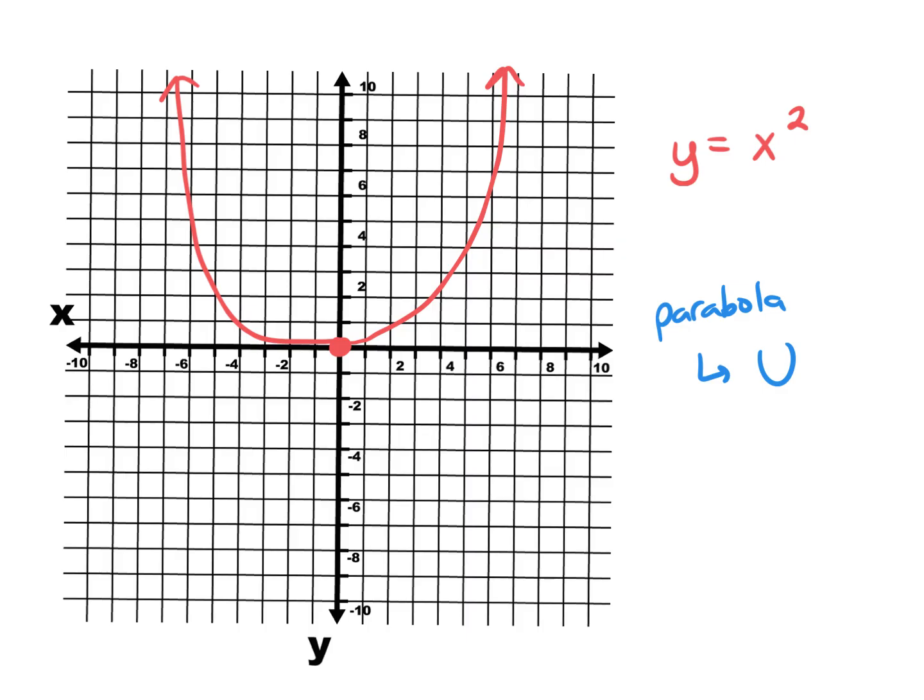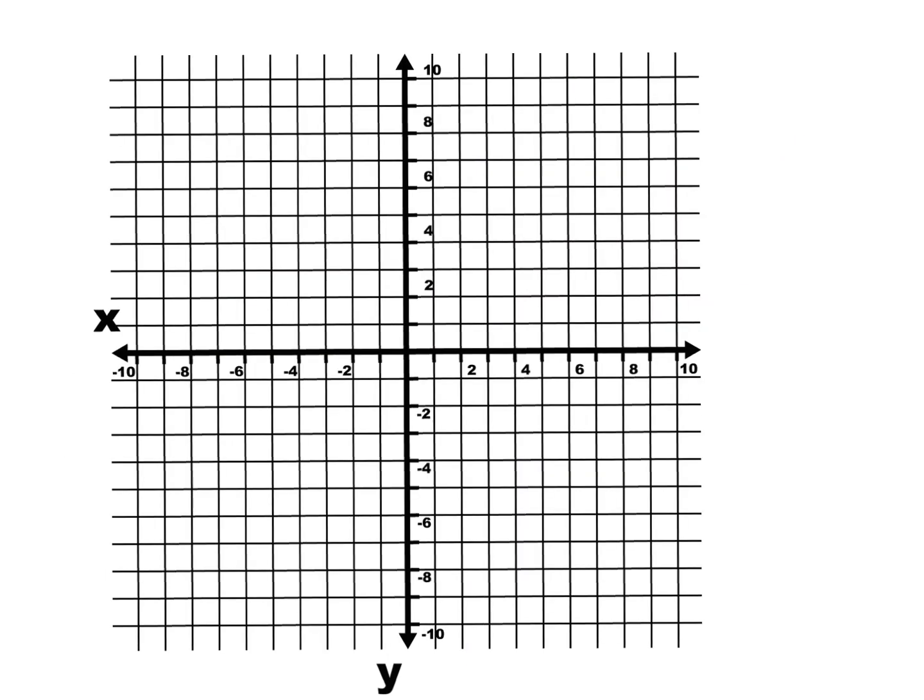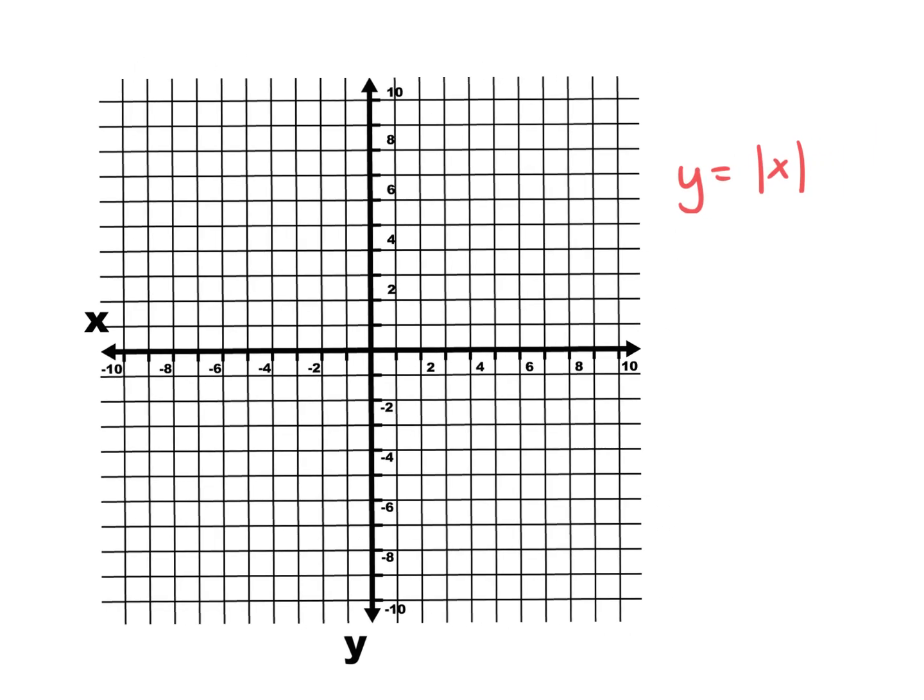And then the last parent function that I want to talk about here is y equals the absolute value of x. So now we have an absolute value function. Again, where do parent functions always start at? 0, 0. These absolute value functions are going to have a V shape. So absolute value is in the shape of a V.